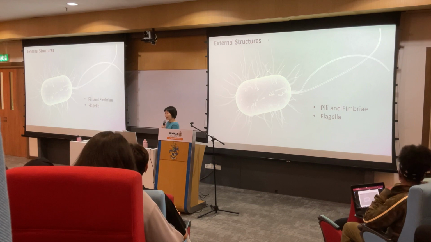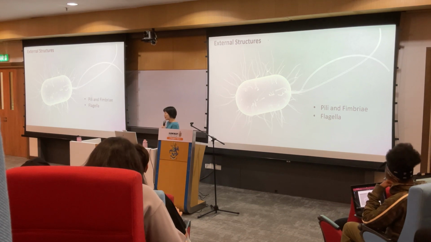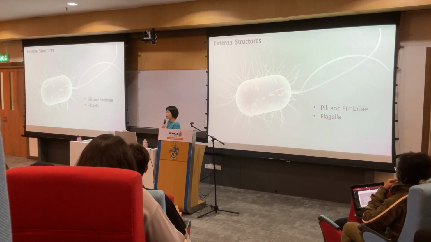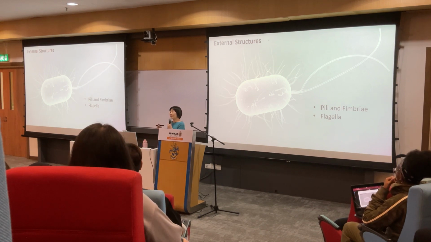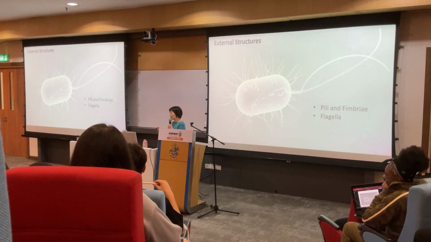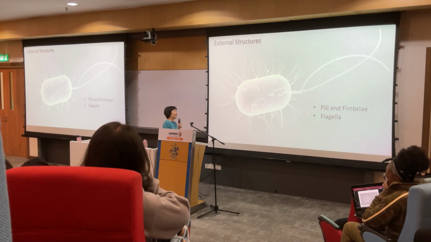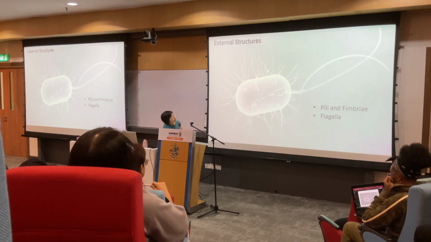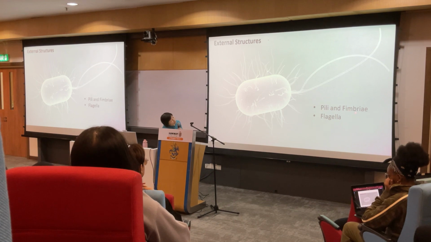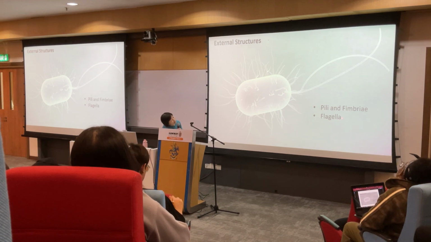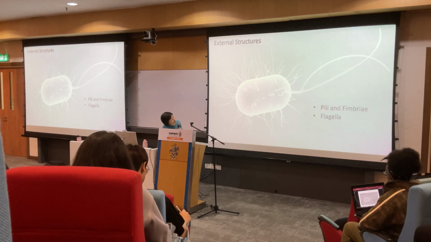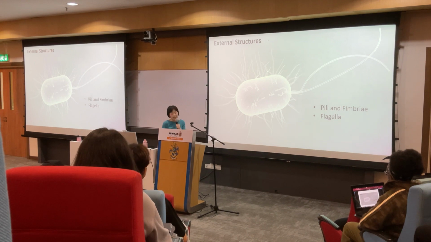Very descriptive. Every single structure is very descriptive. Now, this one, I think you're more familiar with, is the external structure. There are 3 external structures we're going to talk about here: pili, fimbriae, or flagella. So pili and fimbriae look slightly similar, and flagella is very different from these two. Let's look at them.